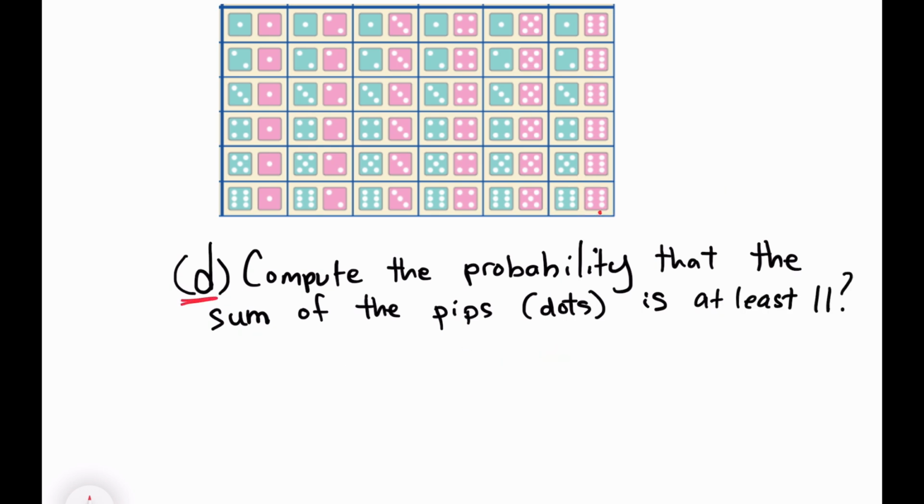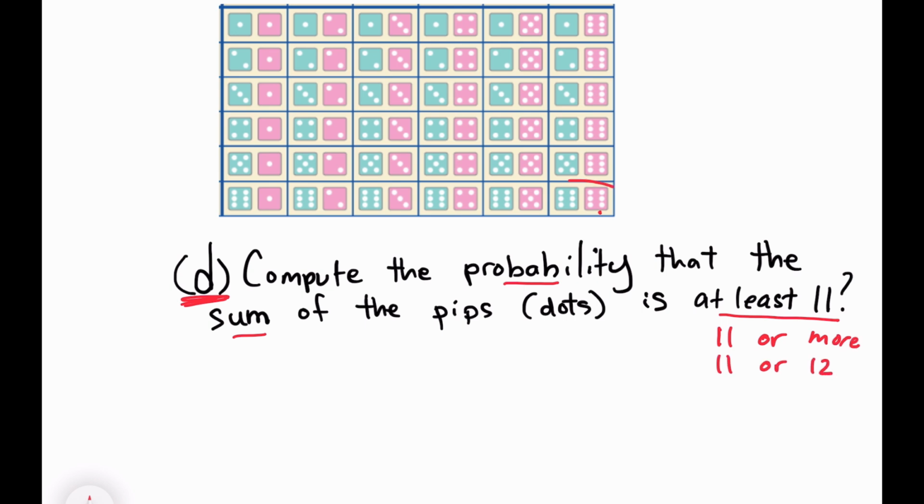Okay, let's do another example, part D. Compute the probability that the sum is at least 11. So let's think about it, that means 11 or more. So in this case, that just means 11 or 12.